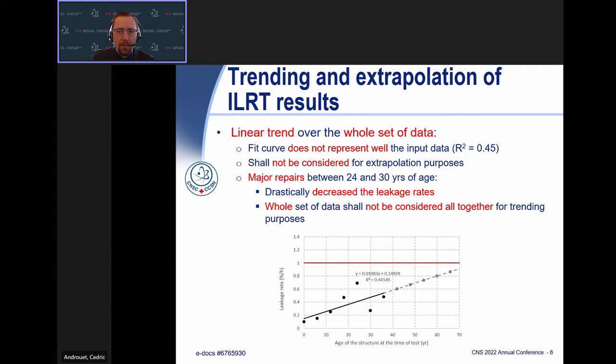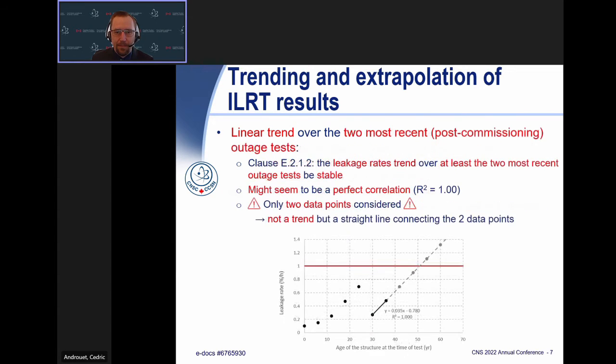In this example, major repairs were completed between the pressure tests carried out at 24 and 30 years of age, which resulted in a decrease of ILRT results, as can be seen in the figure between this point and this point. This has drastically modified the trend of leakage rates, and as such, ILRT results obtained before and after the major repairs shall not be considered altogether when trending leakage rates.